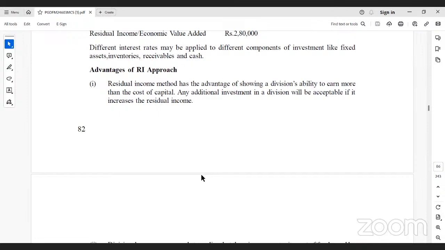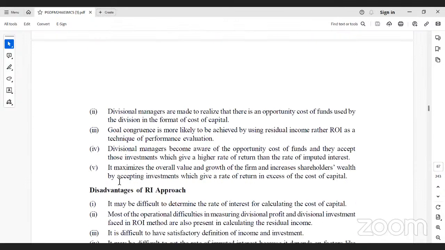The firm has to earn on its investment at least equal to the cost of capital, and any additional investment in a division will be acceptable if it increases the residual income. Divisional managers are made to realize that there is an opportunity cost of funds used by the division, in the form of cost of capital. The firm has to earn it. So goal congruence is more likely to be achieved by residual income rather than return on investment, ROI.